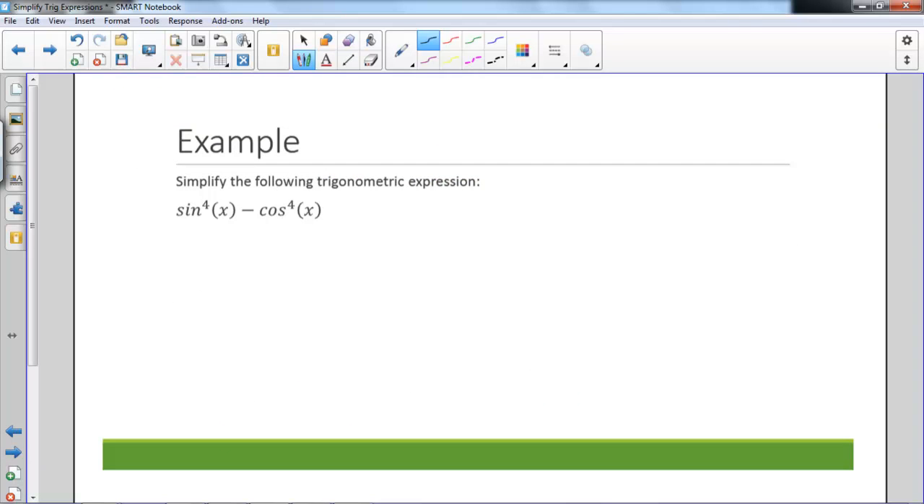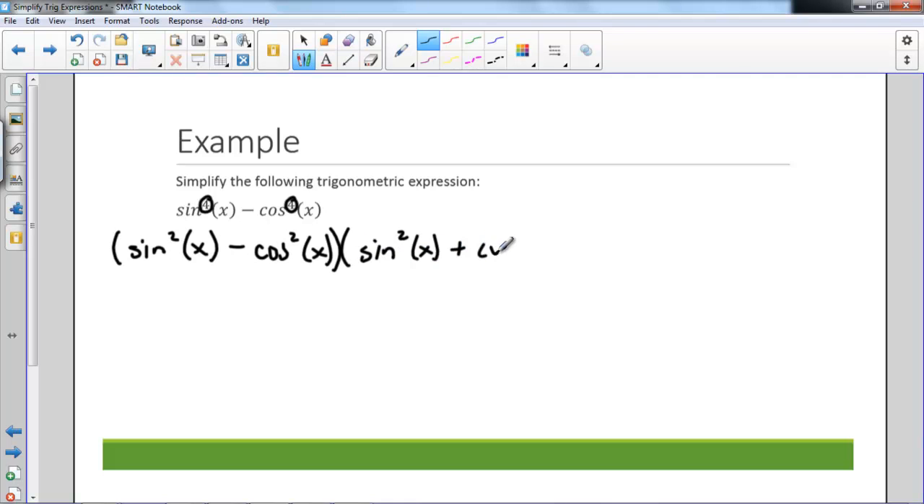All right, so if we look at this next example here, we have sine to the 4th minus cosine to the 4th. So basically what I have here is the difference of squares. So if you remember difference of squares, it tells me I take the first one minus the second one, and I'm going to multiply it by the first one plus the second one. So here, if you don't believe me, we can double check our work really fast.